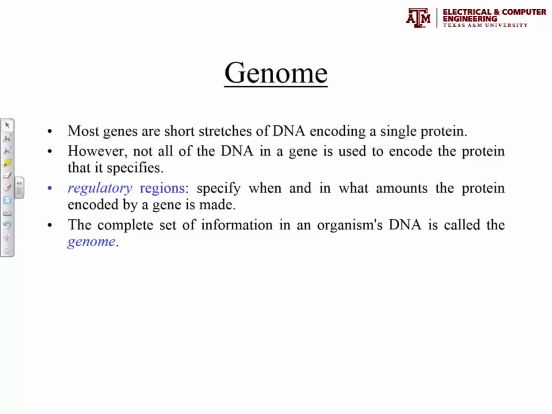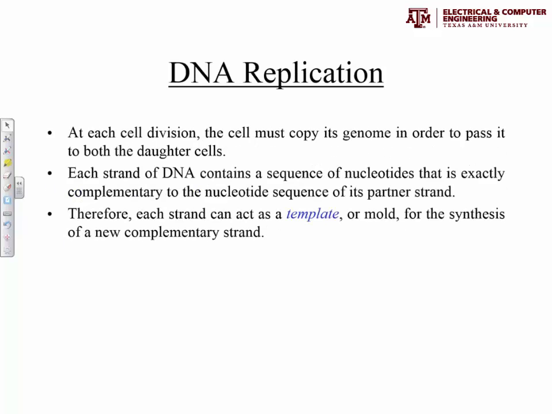So the genome is the complete set of information in an organism's DNA, right? If you're talking about the human genome, it's the 3 billion nucleotides that are there in a typical human cell. The Human Genome Project was the first attempt to sequence those 3 billion letters, find out one by one, and it was a laborious process taking many, many years and lots of money.